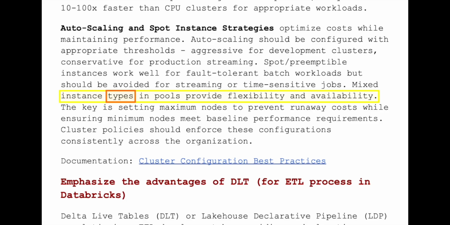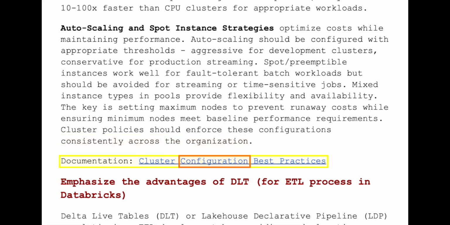Mixed instance types and pools provide flexibility and availability. The key is setting maximum nodes to prevent runaway costs, while ensuring minimum nodes meet baseline performance requirements. Cluster policies should enforce these configurations consistently across the organization.